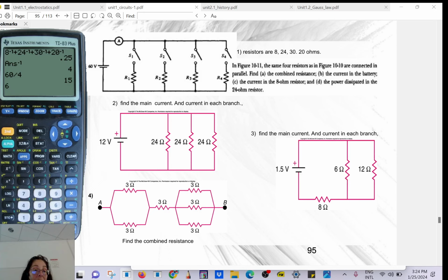60, okay? In the parallel circuit, that's simple. They all have the same power supply across. So 60 divided by 8. So we get 7.5 amps. Okay? You see now? You're so good, you don't need to draw.